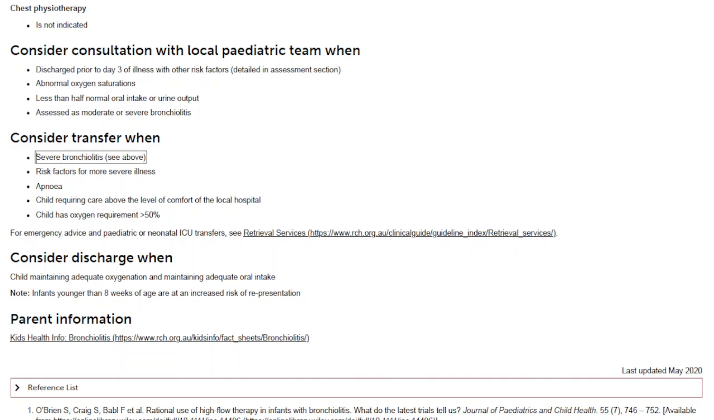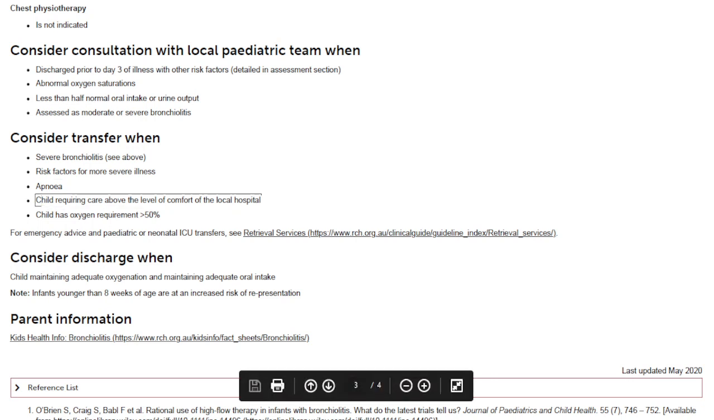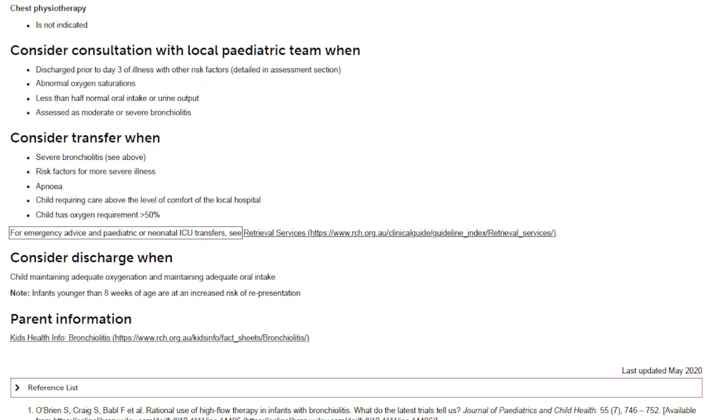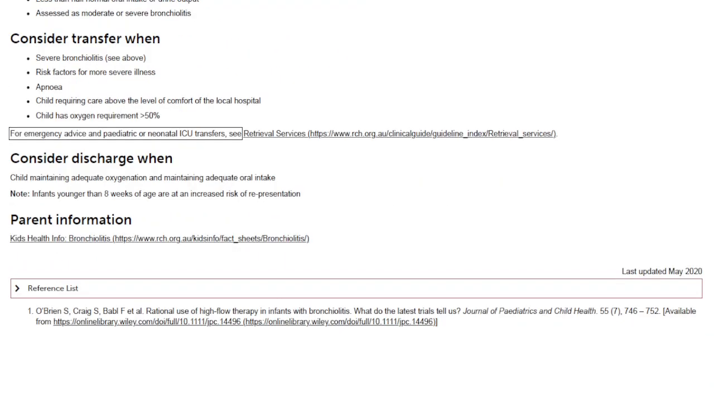Consider transfer when severe bronchiolitis, see above. Risk factors for more severe illness. Apnoea. Child requiring care above the level of comfort of the local hospital. Child has oxygen requirement greater than 50%. For emergency advice and pediatric or neonatal ICU transfers, see.